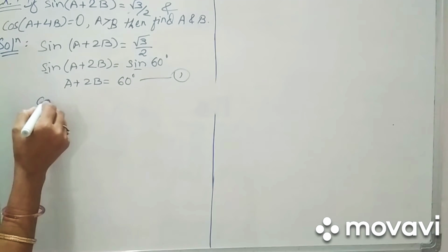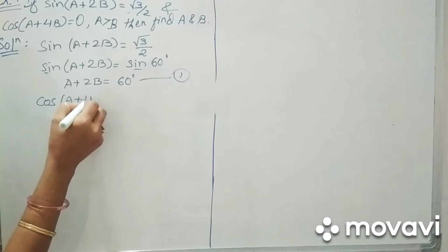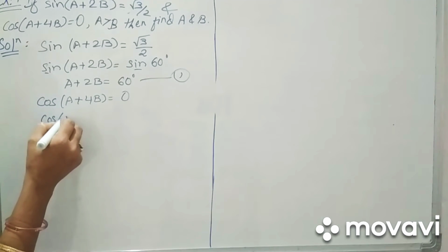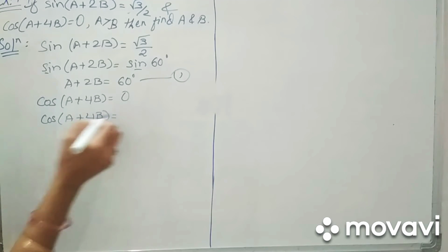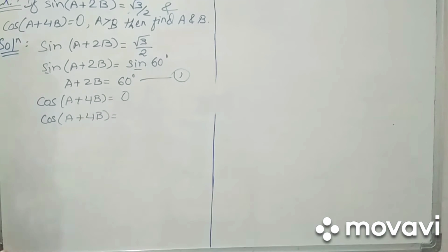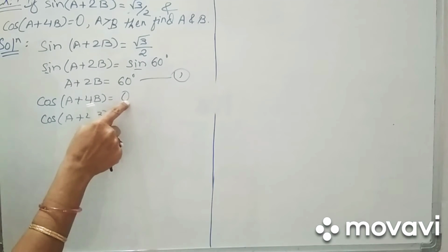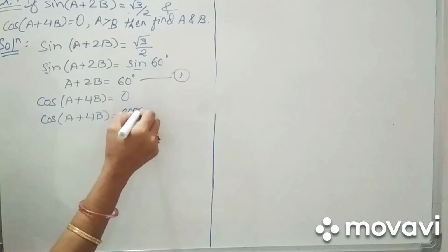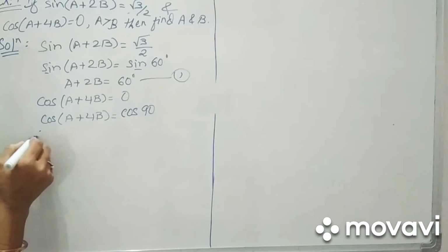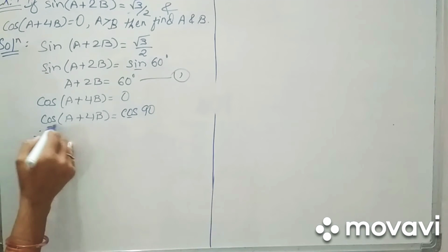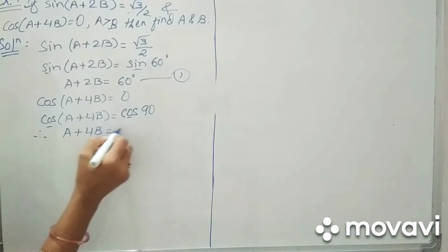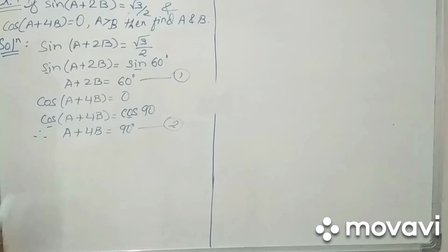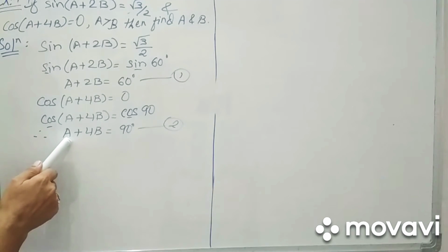Next, cos(a plus 4b) is equal to 0. So at which degree of cos will give me the value 0? Cos 90. Therefore cos is eliminated. A plus 4b is equal to 90, second equation. Now subtract equation 1 and 2. So a would be eliminated.